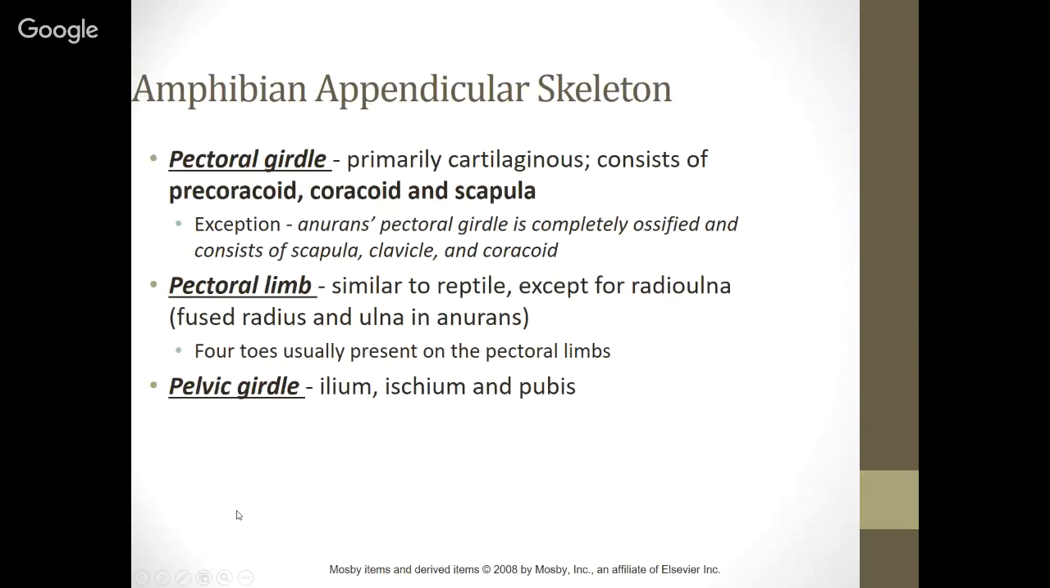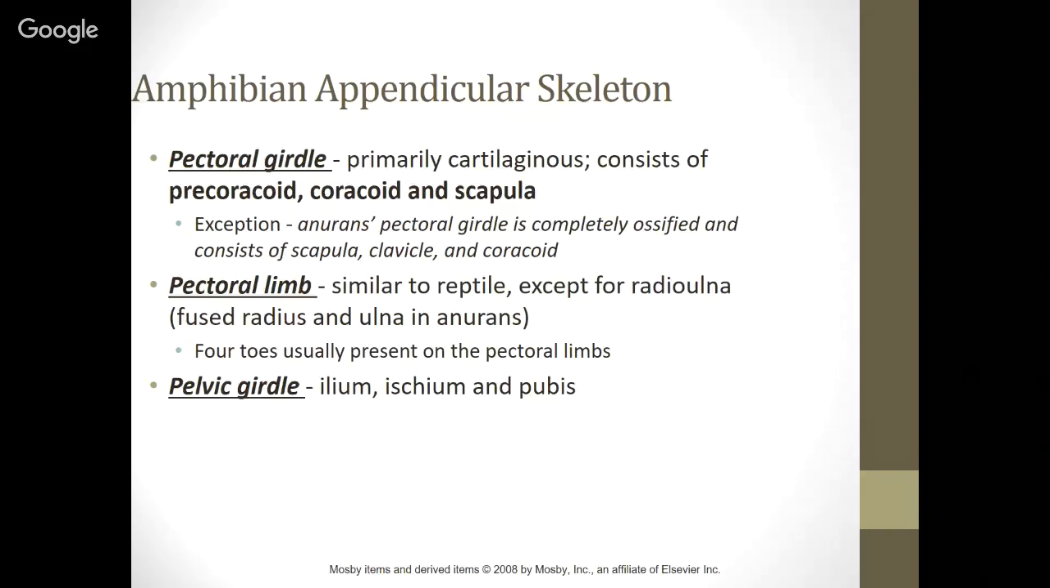In amphibians, the pectoral girdle is primarily cartilaginous. These consist of precoracoid, coracoid, and the scapula. An exception is the anuran pectoral girdle, which is completely ossified and consists of scapula, clavicle, and coracoid. The pectoral limb is similar to the reptile, except the radius and ulna are fused in anurans, so the frogs and toads have a fused radioulna. There are usually 4 toes present on the pectoral limbs of the amphibians.